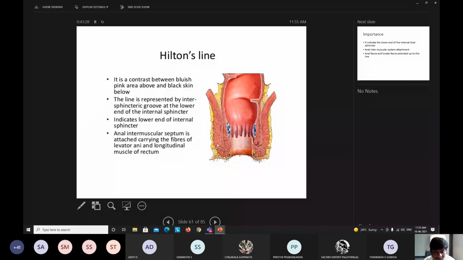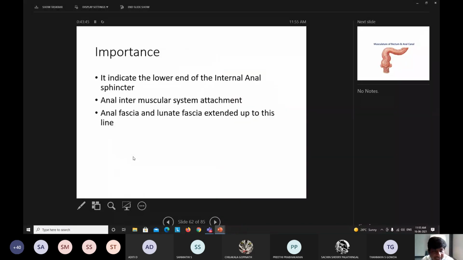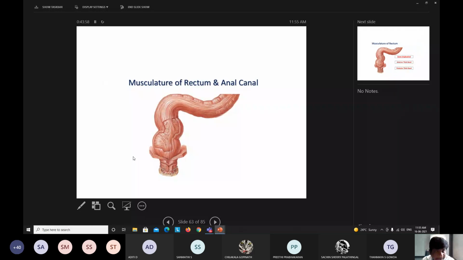So the anal intermuscular septum is attached to Hilton's line, and this line is represented by the internal anal sphincter. Importance: it indicates the lower end of the internal anal sphincter, and the anal intermuscular septum is attached. Anal fascia and fascia lunata are extended till this line.